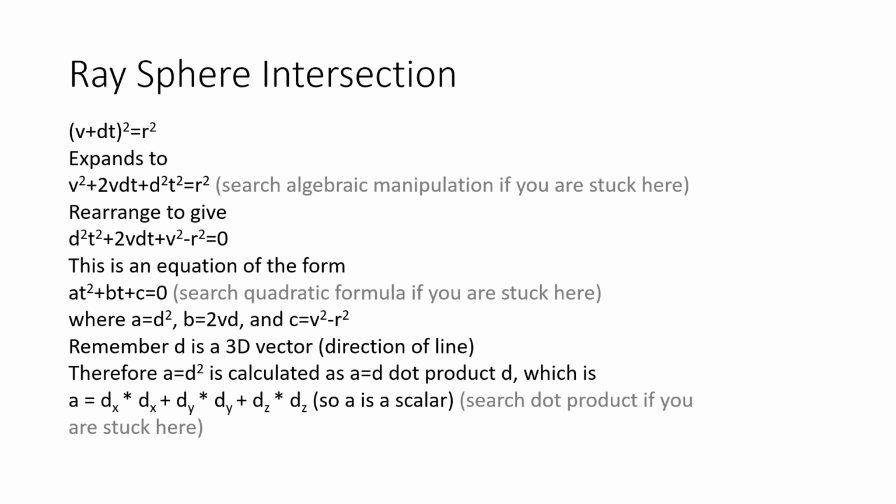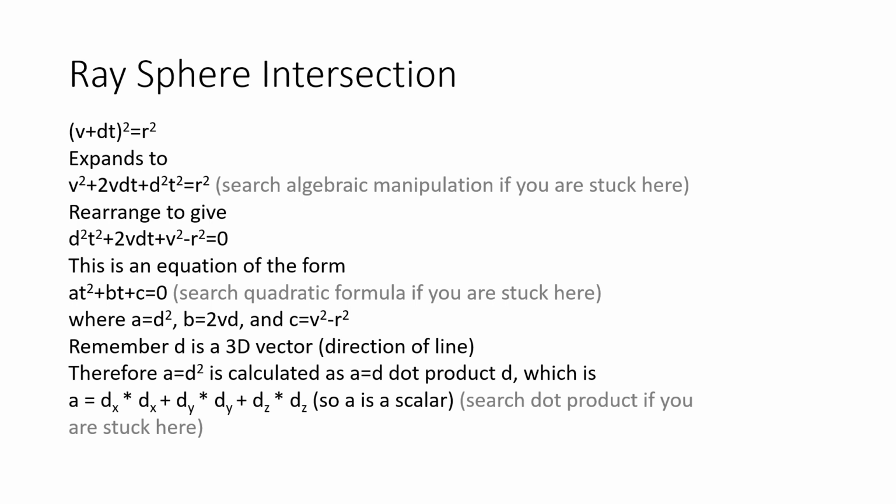We're now going to expand that out, so we get v squared plus 2v dt plus d squared t squared equals r squared. If you have a problem getting from the first equation to the second one there, then you should search for algebraic manipulation, and you can study how to do that. Now I'm going to rearrange that equation to gather the t terms together, so we get d squared t squared plus 2v dt plus v squared minus r squared equals 0. So we have now got an equation in the form at squared plus bt plus c equals 0.